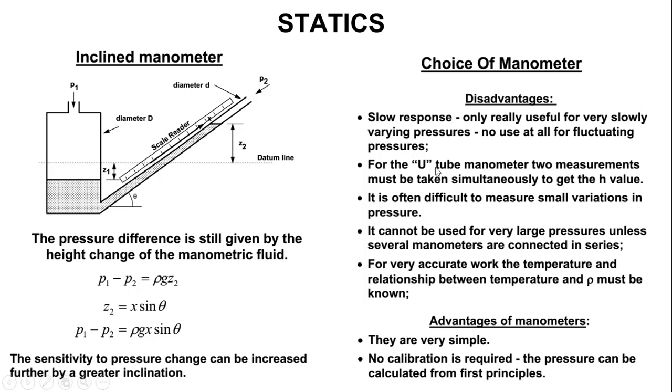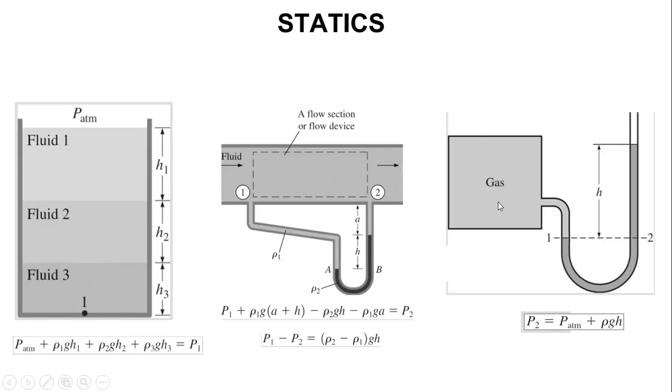Then when it comes to choices of the manometer, we need to look at the advantages and disadvantages of each. So you can go through this theoretical part of it to find how you can choose a manometer. To summarize everything that we have been talking about, for us to find the pressure at 1, we need to consider these fluids differently, because fluid 1, fluid 2 and fluid 3 are different. They've got different densities.